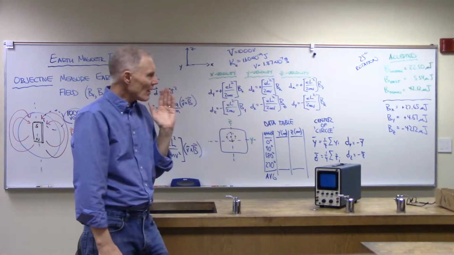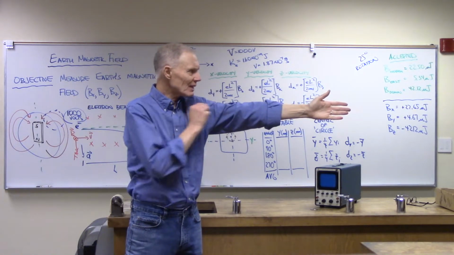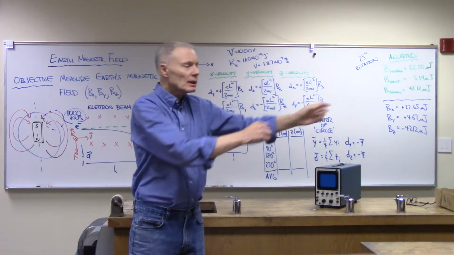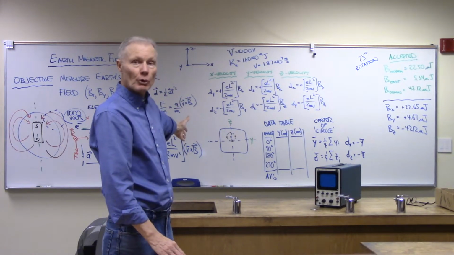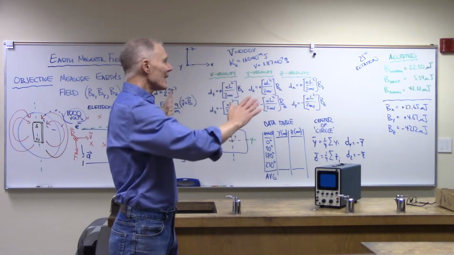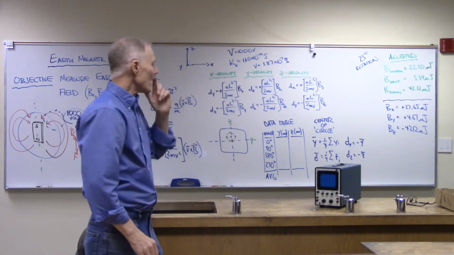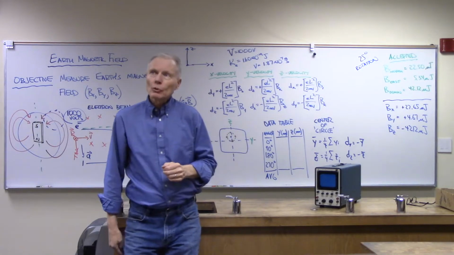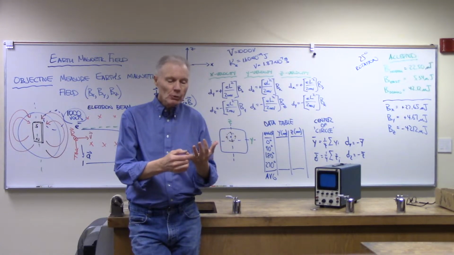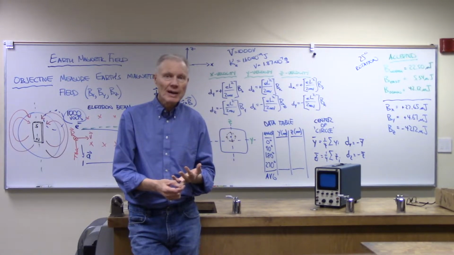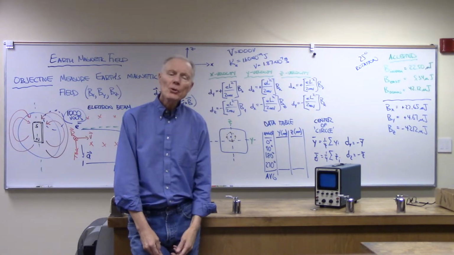And so that says, I'm guessing we're going to have a component in the x direction, and I'm guessing we'll have a component in the y direction from that. So I'll get both x and y. Now, it turns out that not only do we have a downwards component and a north component to the magnetic field, we also have an east component.